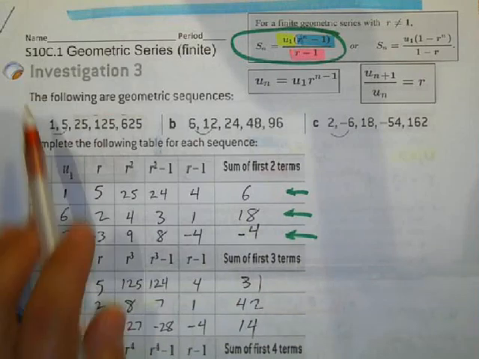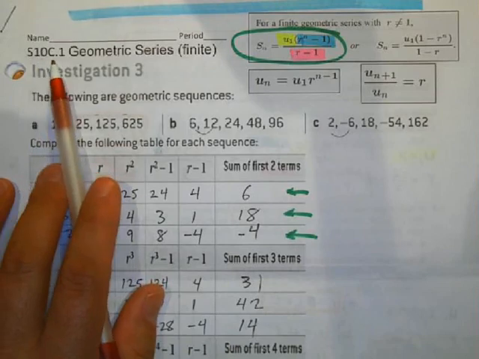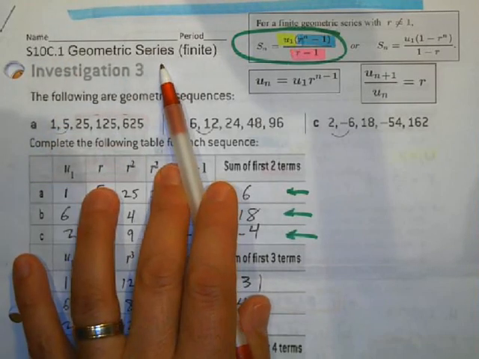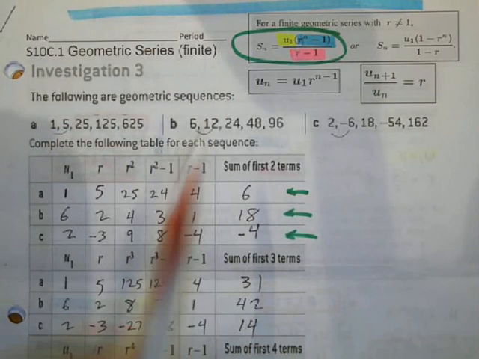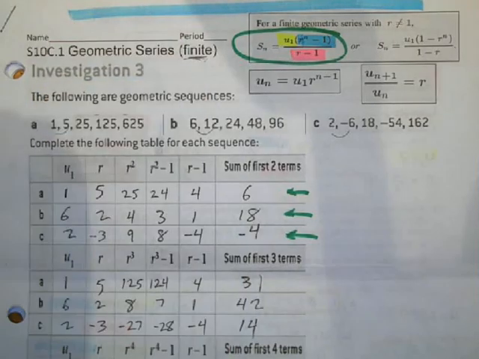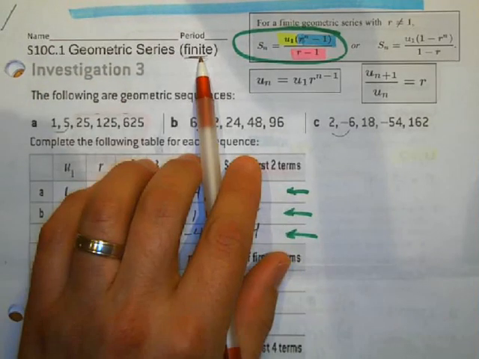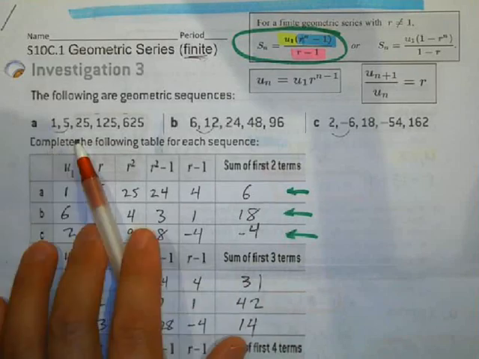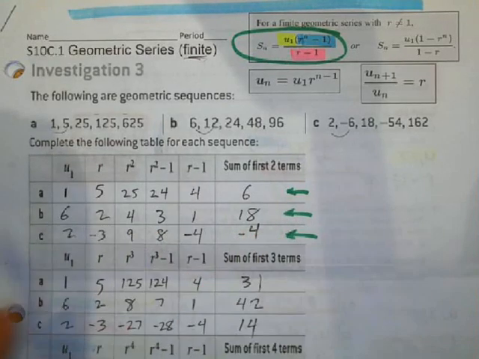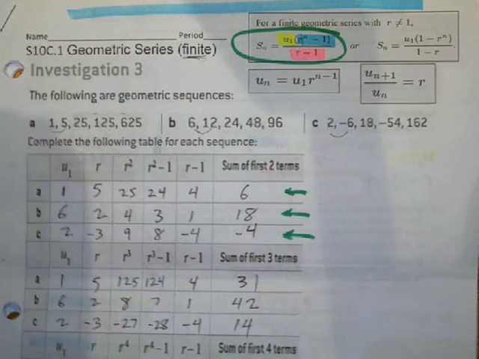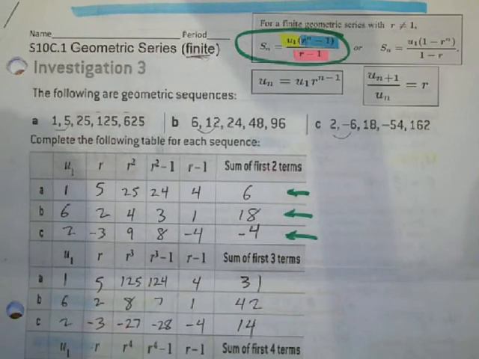Okay, we're going to talk about S10C.1, geometric series finite. That means it has an end. We're not adding an infinite number of things, it's a finite number of things. So we start off with these three sequences, and we use this table to investigate our numbers.